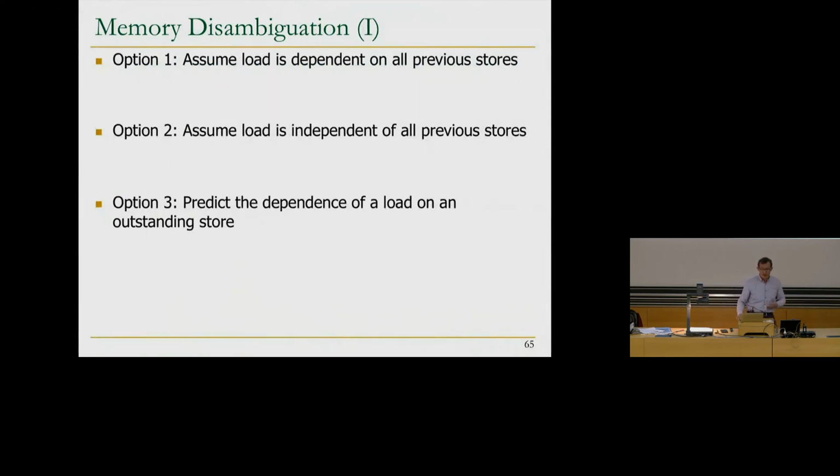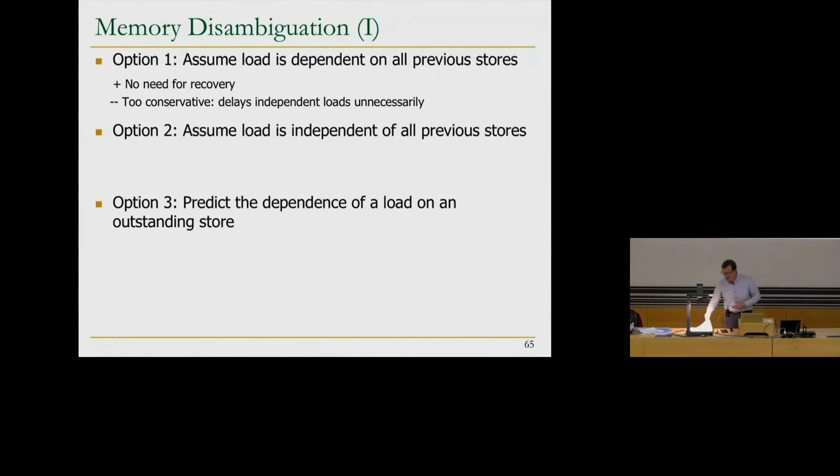First, if you assume a load is dependent on all previous stores, this is good because you don't need to add any logic. You just wait until all previous stores are done. But it's too conservative because it delays independent loads unnecessarily, right? Again, in this example, these stores take 1,000 cycles, this load is ready, and if it's independent, you basically delay this load for 1,000 cycles.